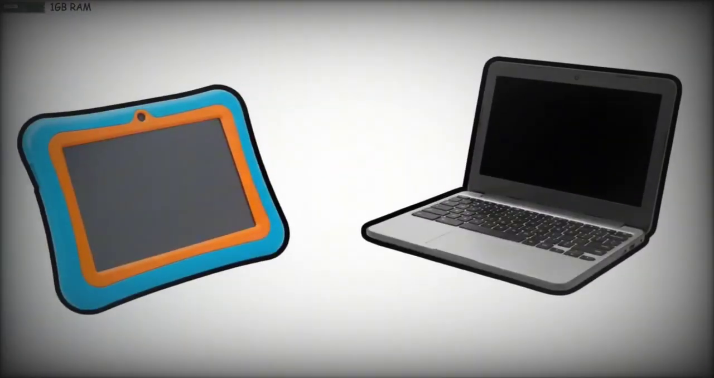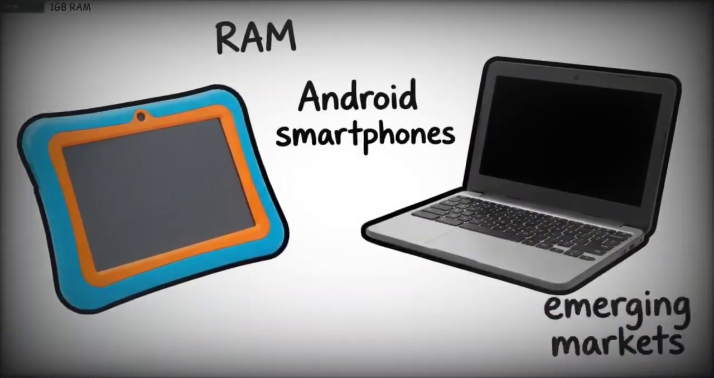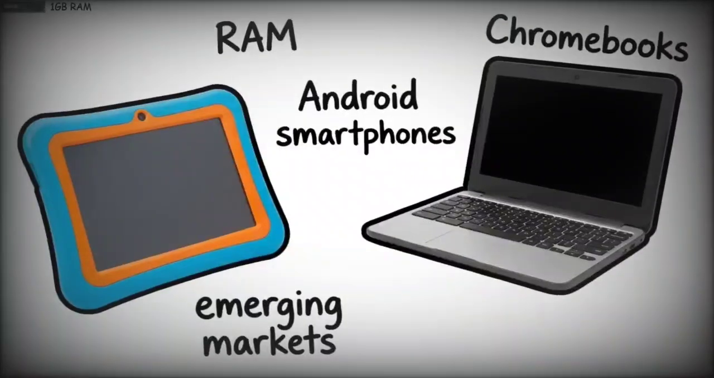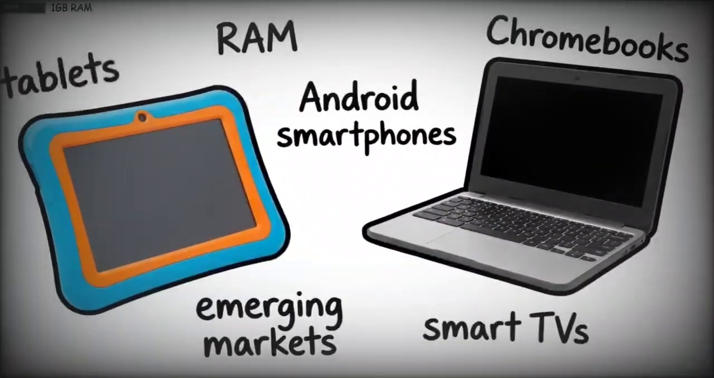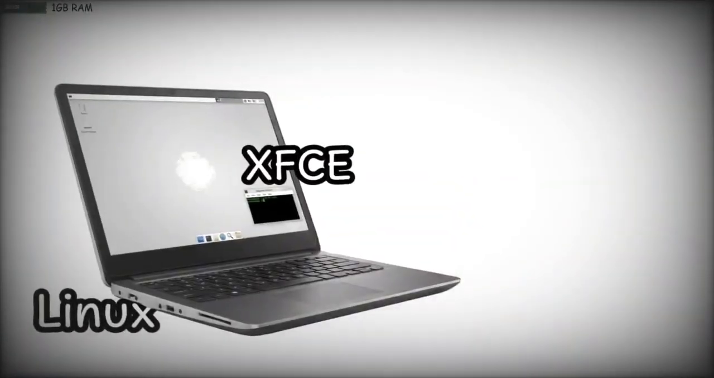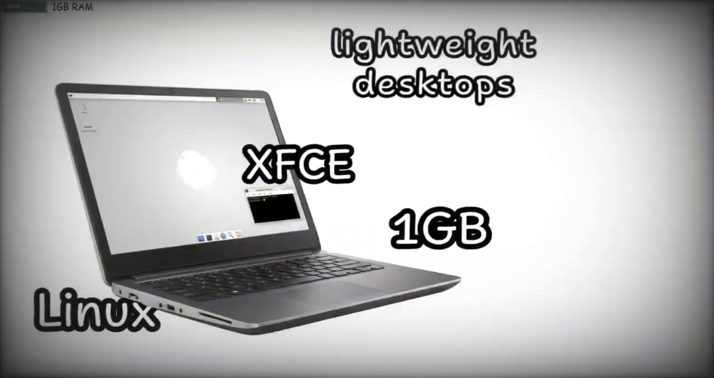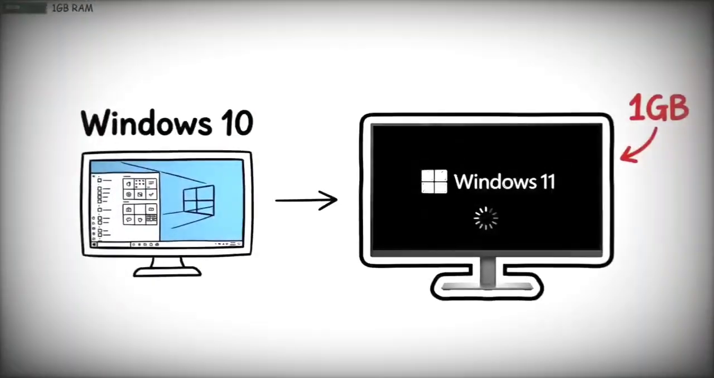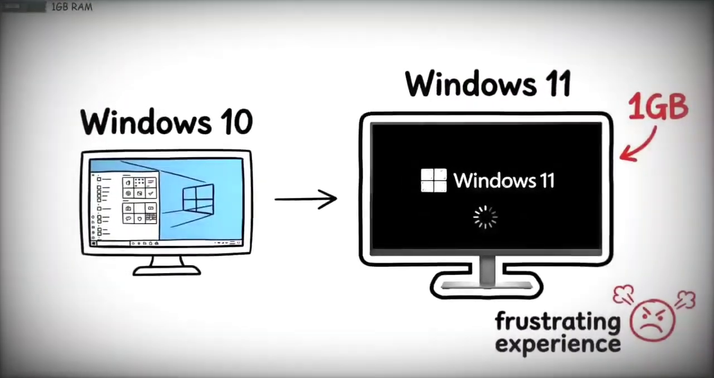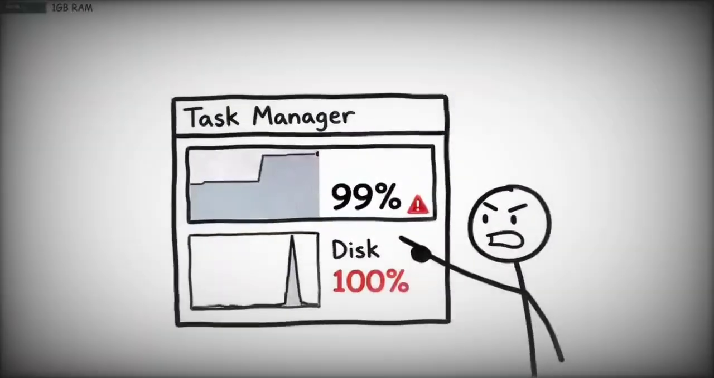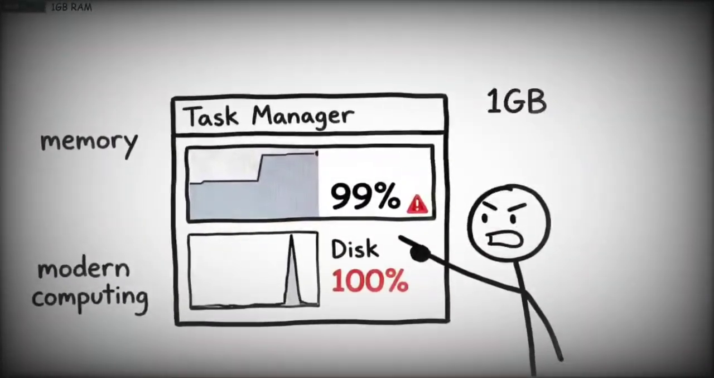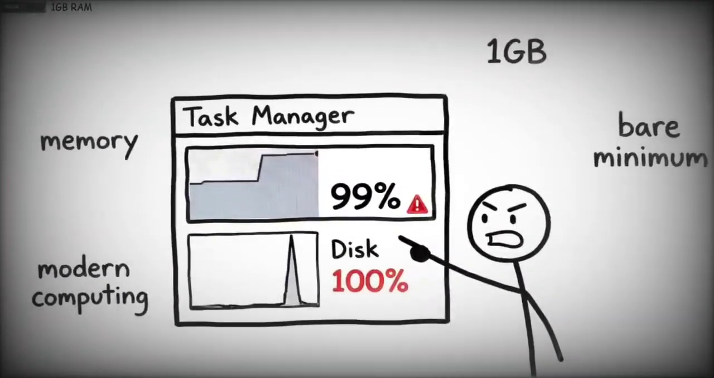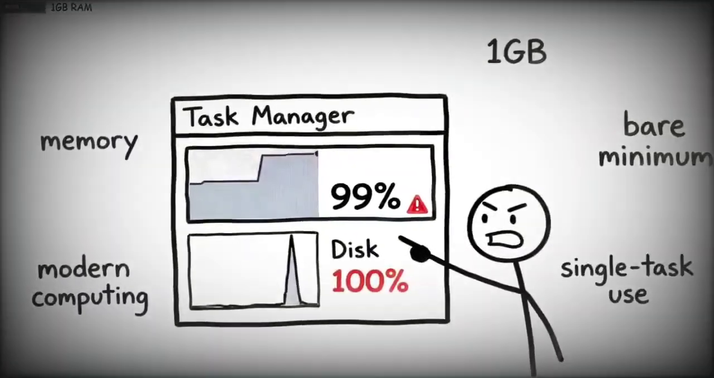It's the standard amount of RAM in cheap Android smartphones from emerging markets, basic Chromebooks, entry-level smart TVs, and tablets meant for kids. Linux runs okay on 1 gigabyte if you stick to lightweight desktops like XFCE or LXQT. But honestly, 1 gigabyte on Windows 10 or 11 is a frustrating experience. The system spends more time managing memory than doing actual work. For modern computing, 1 gigabyte is the bare minimum, and even then, only for very basic single-task use.